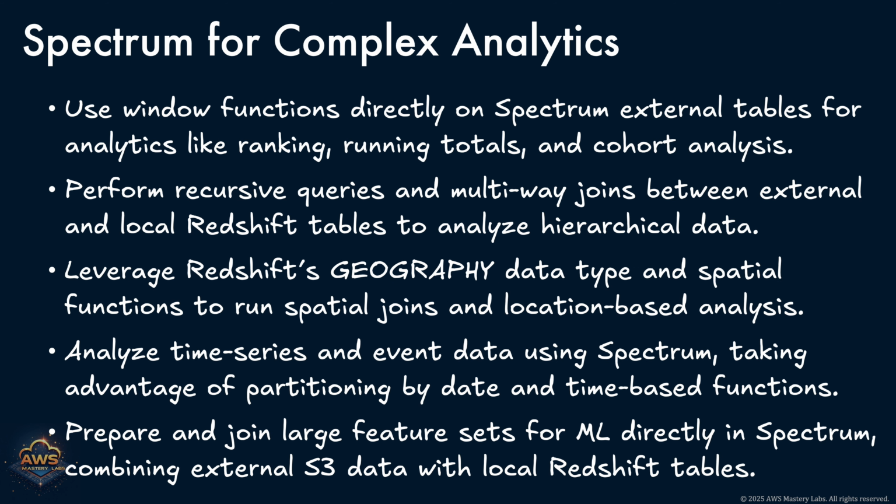Redshift Spectrum isn't just about running simple queries on massive S3 datasets. It also empowers you to perform truly complex analytics at scale. One powerful capability is the use of window functions directly on external data. With functions like row number, rank, and list aggregate, you can generate rankings, running totals, and cohort analyses across billions of records stored in S3, all without moving data into your Redshift cluster.